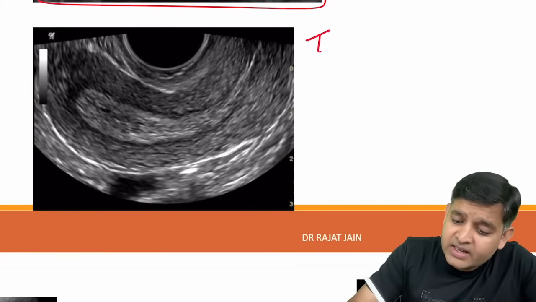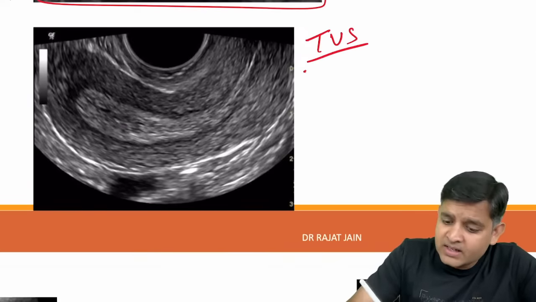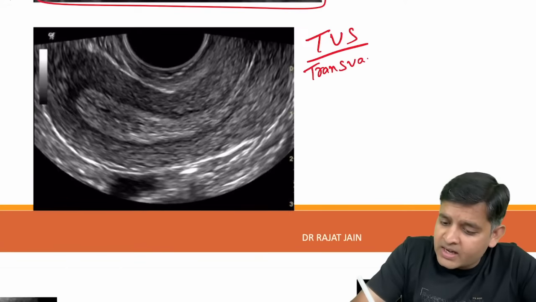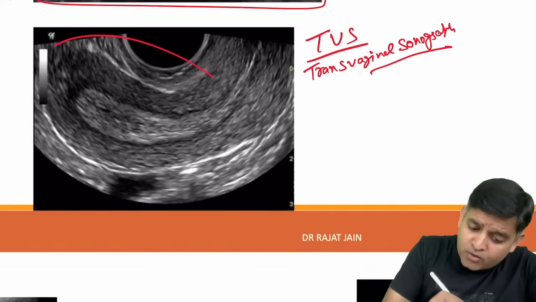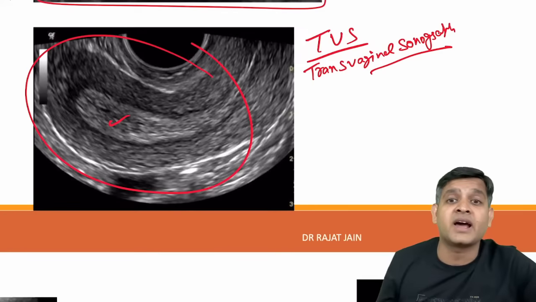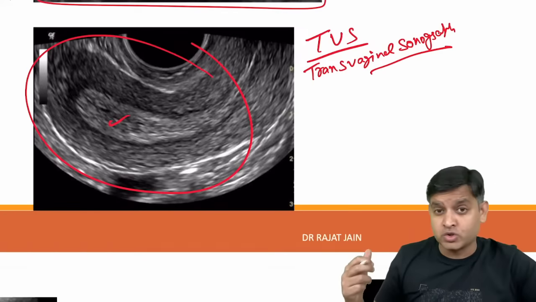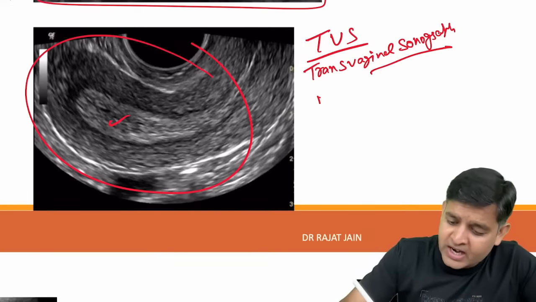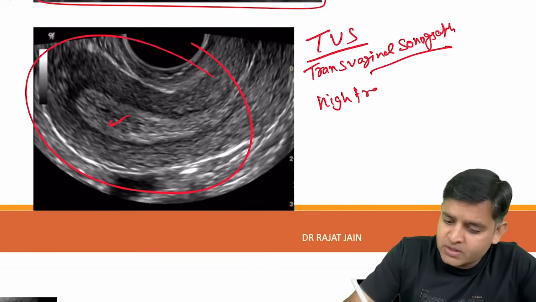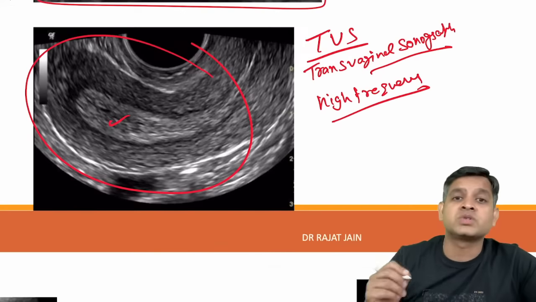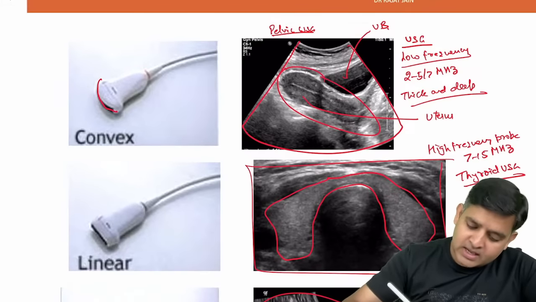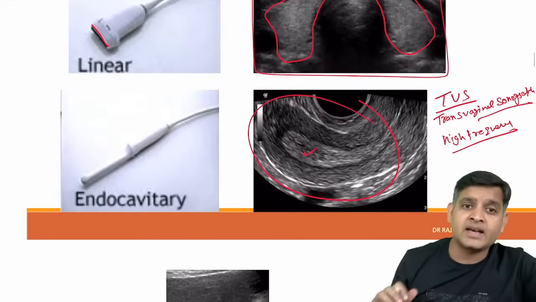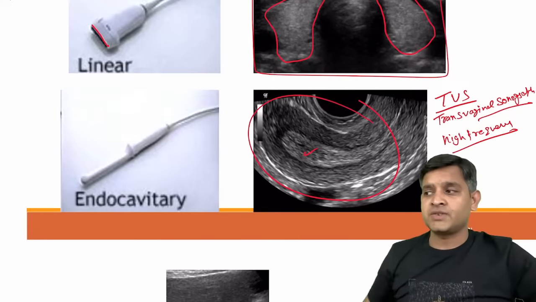This is TVS. What is TVS? Transvaginal sonography. Look at the clarity of the uterus and the endometrial lining in a transvaginal sonography, because you are going very, very close to the structure, and it is done using a high frequency probe. Now, a convex probe looks like this. A linear probe is flat, and this is an endocavitary or a transvaginal probe.